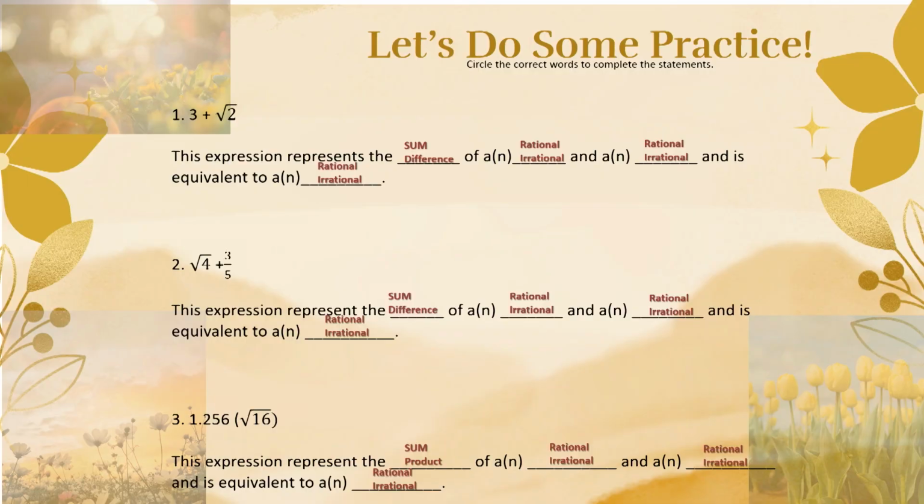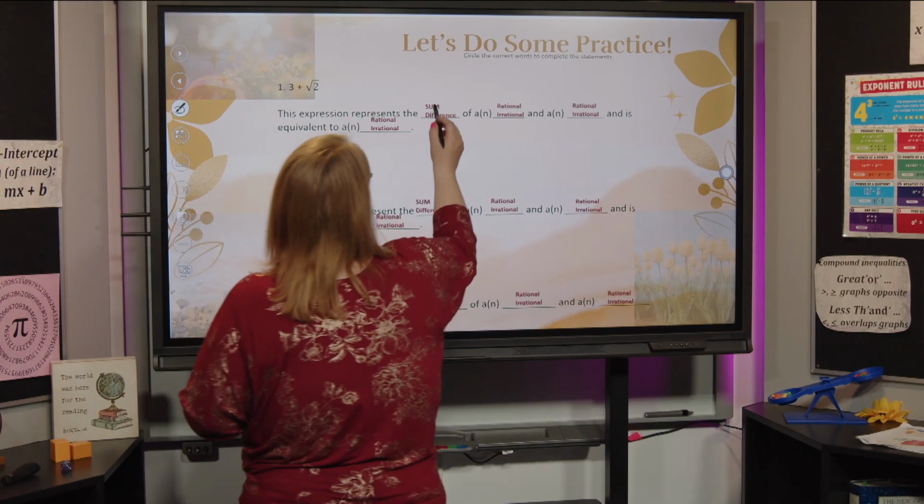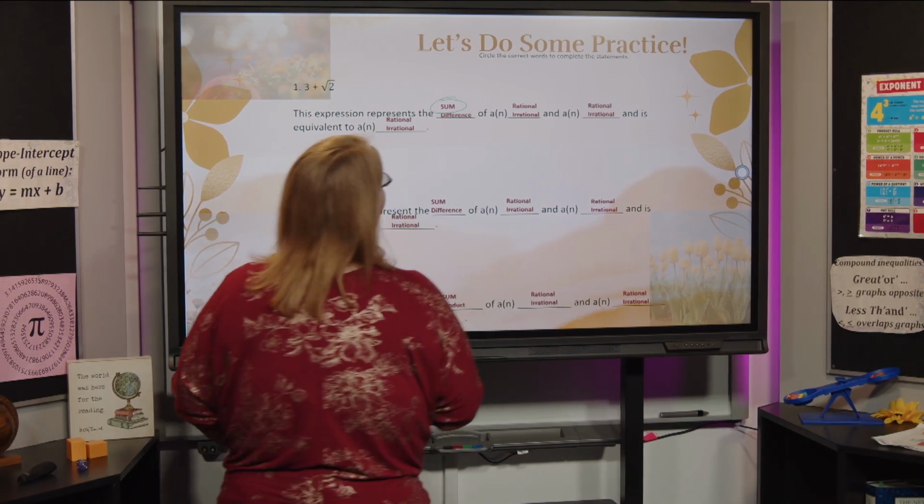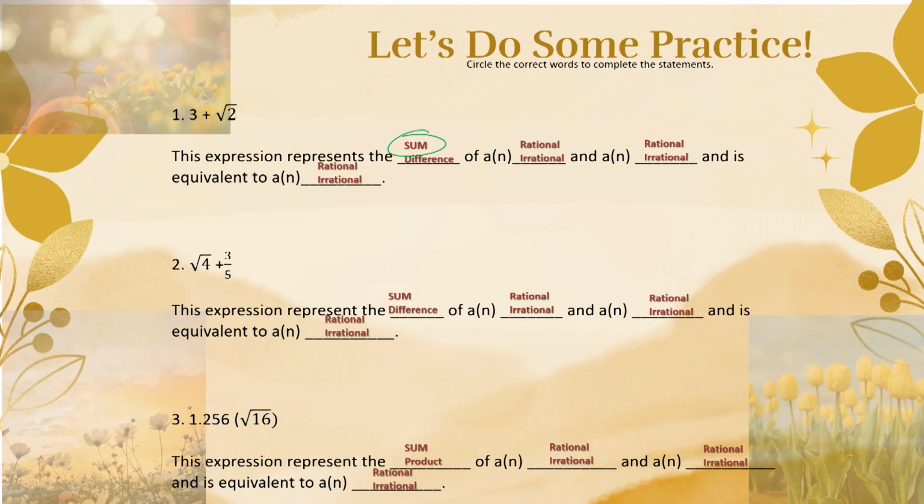Now, let's do some practice. It says circle the correct word to complete the statement. So my statement that I'm looking at is 3 plus the square root of 2. It says the expression represents the blank. Is that a sum or a difference? So I'm going to say it's the sum of a 3 is rational, but the square root of 2 is not. So I'm going to put irrational. So when I add a rational and irrational, I'm always going to get irrational.